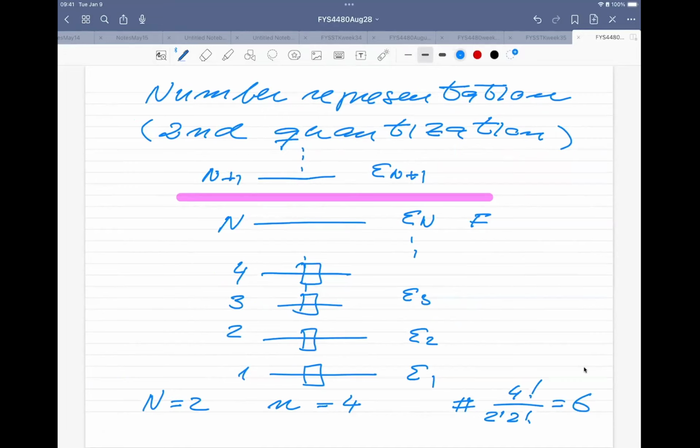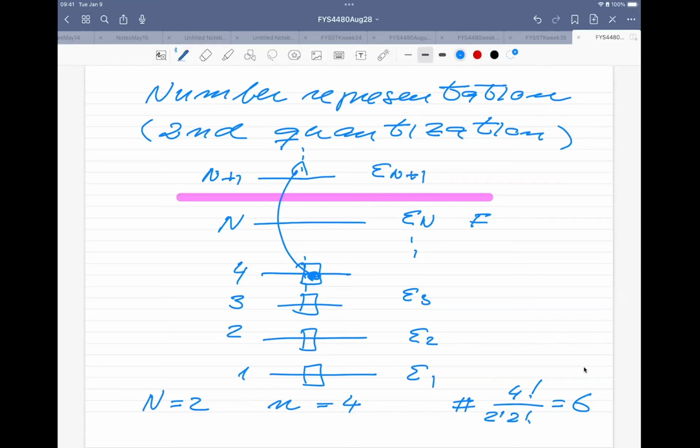When you kick out a particle from here and up here, that leaves a hole below the Fermi level, and you have a particle above it. In the many-body jargon, this is called a one-particle, one-hole excitation. That is a new Slater determinant. You have the same number of particles, but through some physical process you have excited a single-particle state to another single-particle state, and that leaves a spot below the Fermi level. But this is still another Slater determinant.